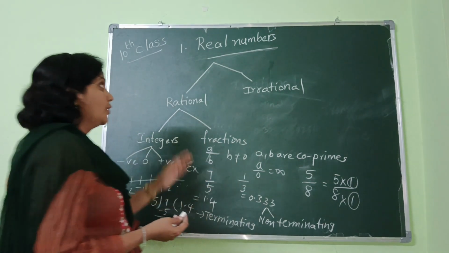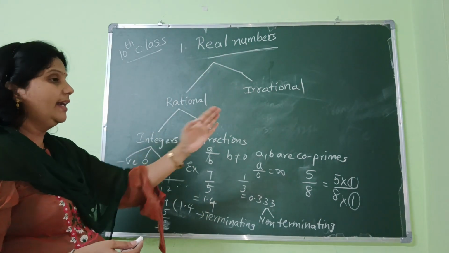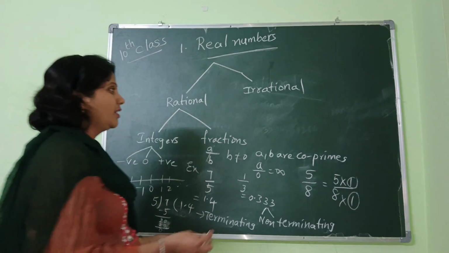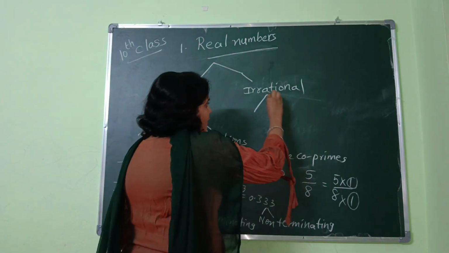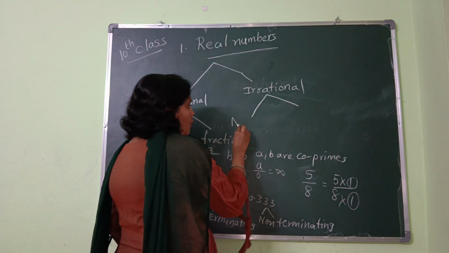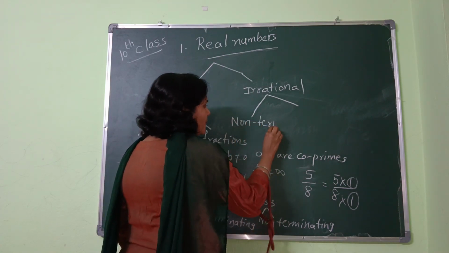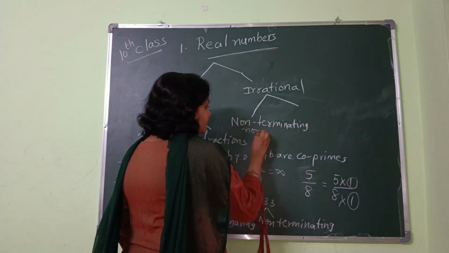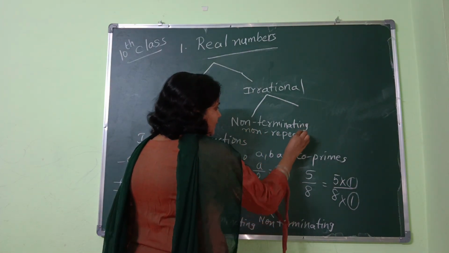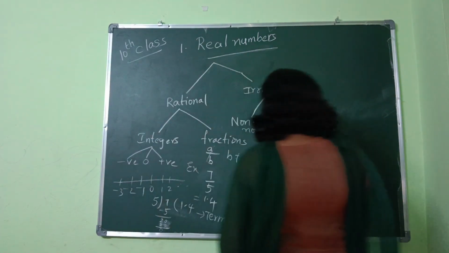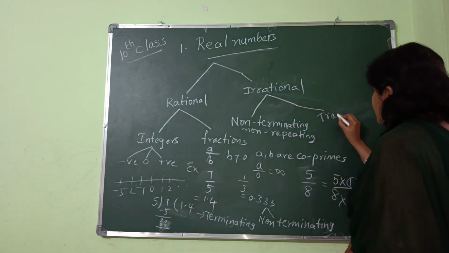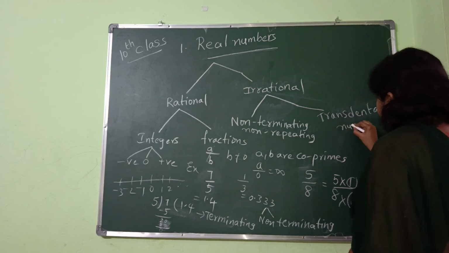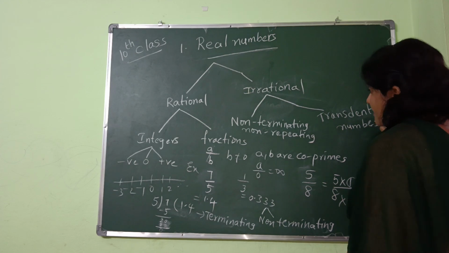Next concept. So real numbers are divided into two types, that is rational and irrational. So far we have discussed rational numbers. Then what about irrational numbers? Irrational numbers are again divided into two types, that is non-terminating, non-repeating, and transcendental numbers.